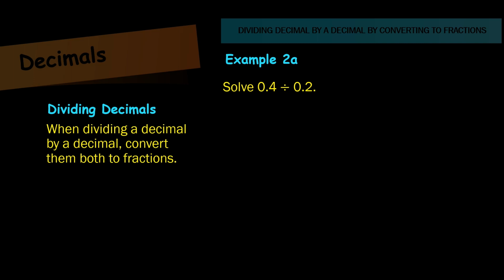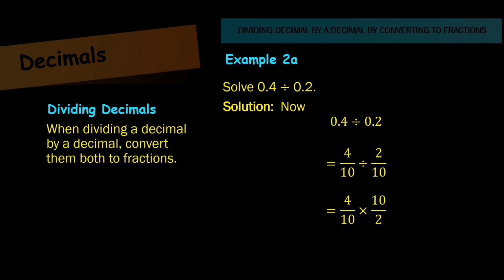Now let's consider dividing one decimal by another. Let's try the example shown on the screen. We can convert the decimals to fractions. Turn the second fraction upside down and change the division sign to a multiplication sign. Cancel the tens to give 4 divided by 2, which is equal to 2.